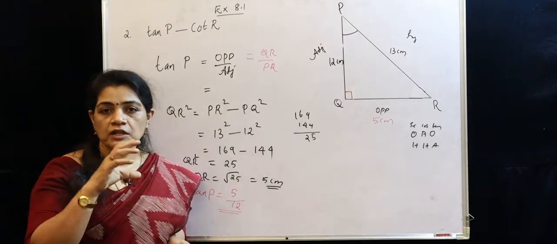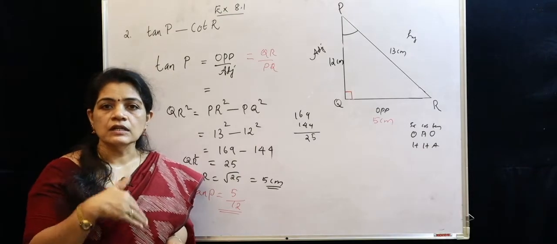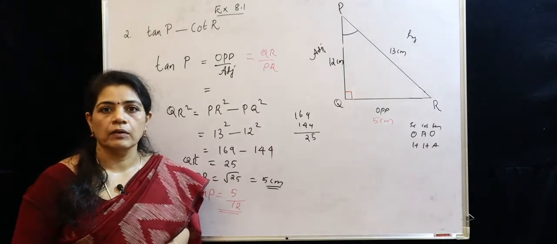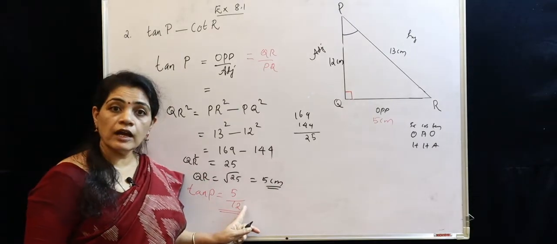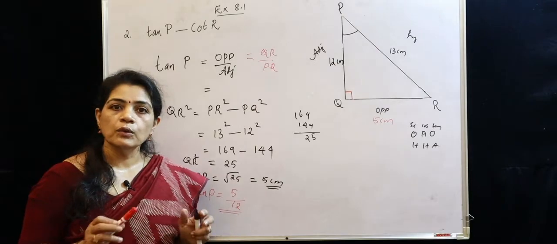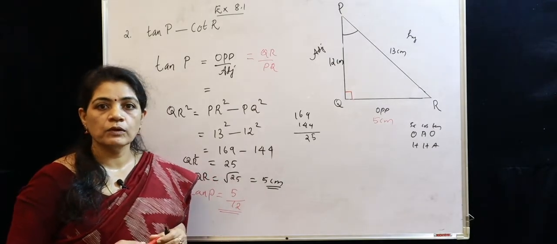Usually a ratio has no unit, so a trigonometric ratio also has no unit. It may be any real number. So there is no need to write 5 by 12 centimeter. The unit gets cancelled. There is no unit for the ratios, trigonometric ratios.